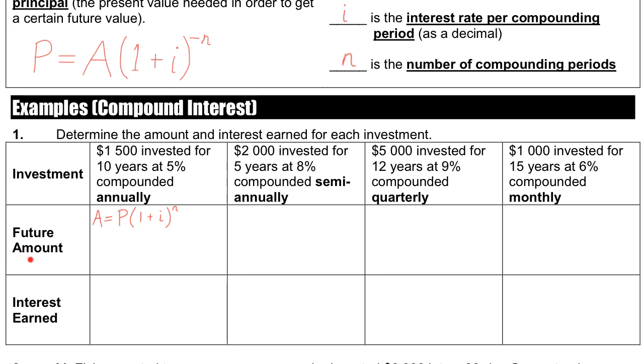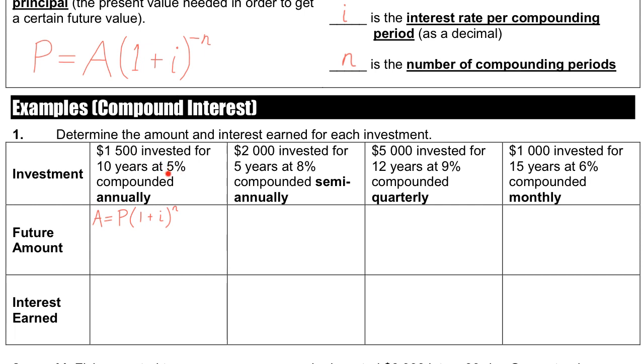So since I'm calculating the future amount, I'm going to use my formula for calculating the future value. So in order to calculate that, I need to know the principal. I need to know the interest rate per compounding period, and I need to know the number of compounding periods. Well, the principal is this $1,500. That's the amount being invested. That's the starting amount.